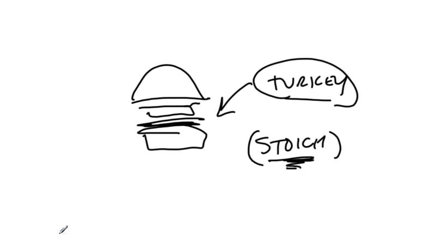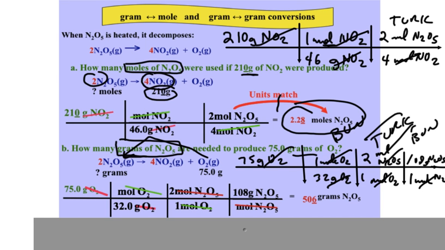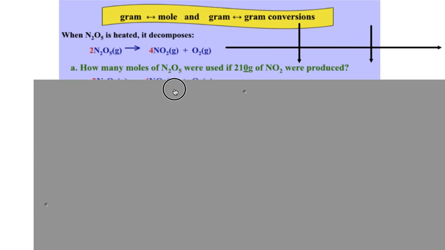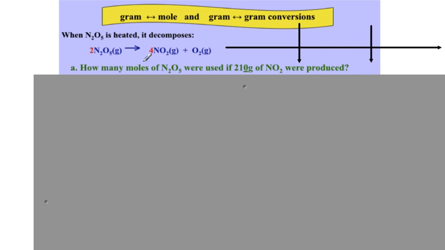Now, let's look at a different problem. Let's take a look at one of these problems. This next problem says how many moles of N2O5 were used if 210 grams of NO2 were produced. So this is the number I'm given, so I write it on the top. 210 goes there. There's my question mark. I'm not really paying attention to oxygen. So the first thing I do is put 210 grams of NO2 right here.